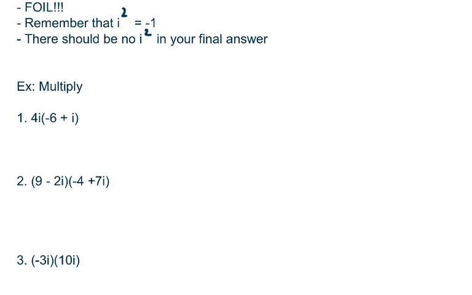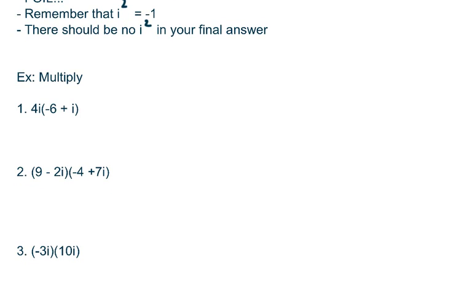Okay, so let's try a few. Number 1, multiply 4i times negative 6 minus i. Or no, sorry, negative 6 plus i. So this is not going to be FOIL. This is just distributive property because we don't have something that looks like this one down here, number 2. We'll come to number 2 in just a second.